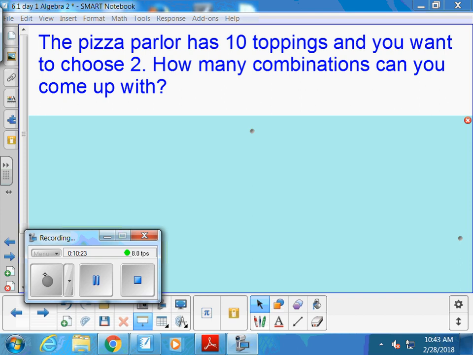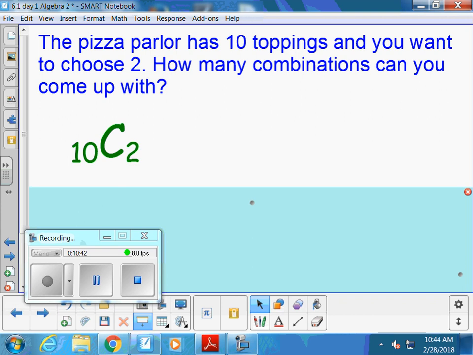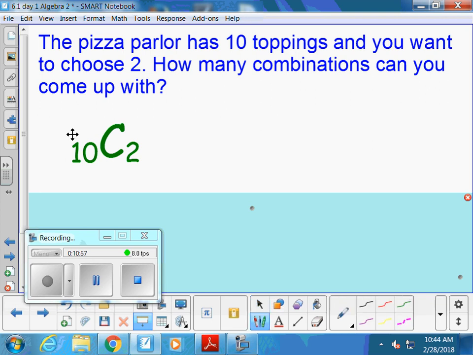Pause this. The pizza parlor has 10 toppings and you want to choose 2. How many combinations could you come up with? Pepperoni and sausage, or black olives and peppers. How would I write it with my C? 10 choose 2. So use that fancy button in the calculator. Type that one in. What'd you guys get? Awesome. So 45 different 2-item pizzas.